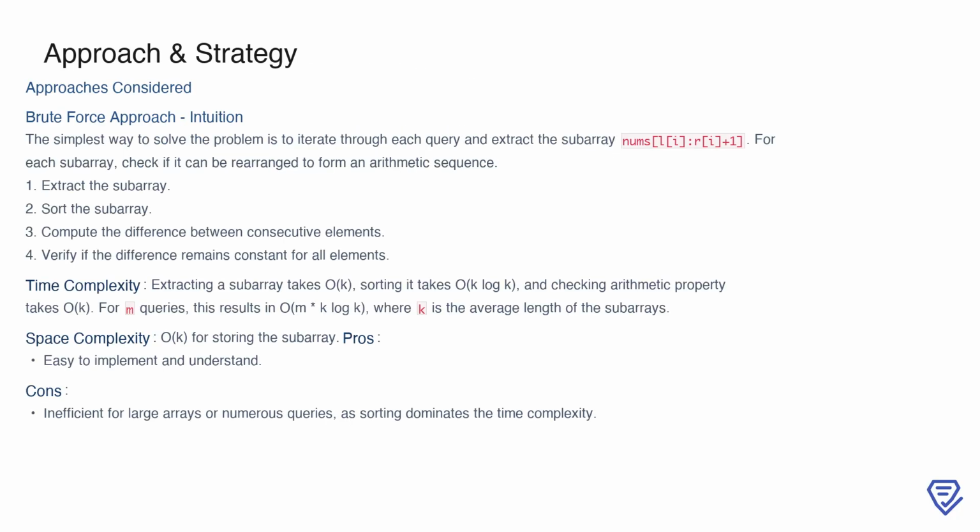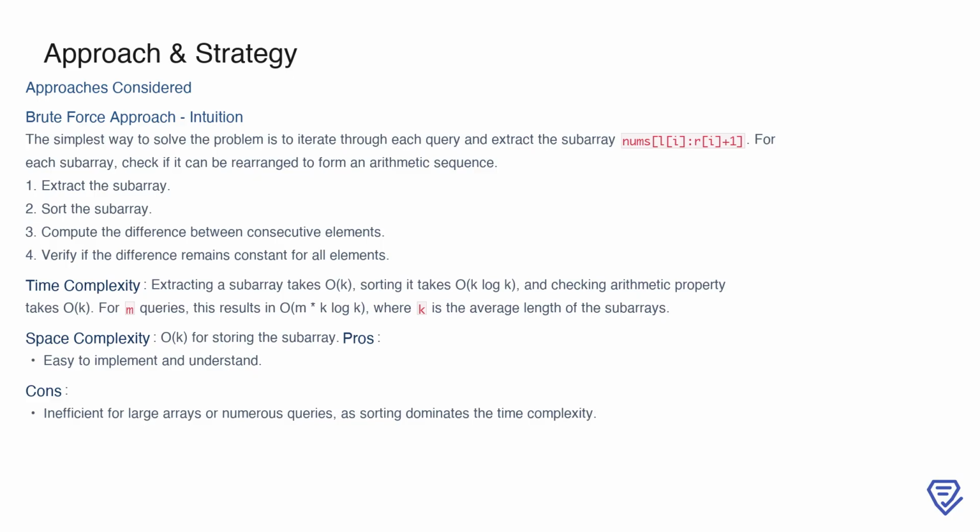To start, the brute force approach provides a straightforward way to tackle this problem. The idea is simple. For each query, we extract the subarray defined by nums[L[i]:R[i]+1], and then check if it can form an arithmetic sequence. This involves sorting the subarray so that the elements are in increasing order, then computing the difference between consecutive elements to verify if this difference remains constant. While the method is intuitive and easy to understand, it's not efficient.